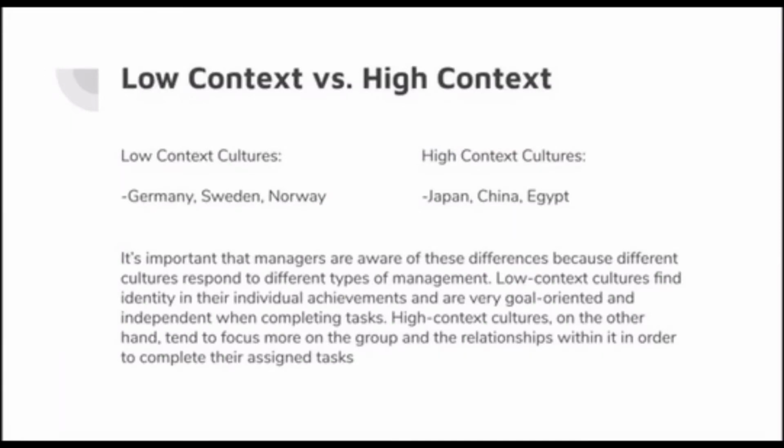Low context and high context are the 2 different ways that we tend to look at cultures and how they relate within themselves to authority. Some low context cultures include Germany, Sweden, Norway, and other Scandinavian countries, and some high context cultures include Japan, China, and Egypt. It's important that managers are aware of these differences because different cultures respond differently to different forms of management. Low context cultures find identity in their individual achievements and are very goal-oriented and independent when completing their tasks. High context cultures, on the other hand, tend to focus more on the group and the relationships within them in order to complete their assigned tasks.